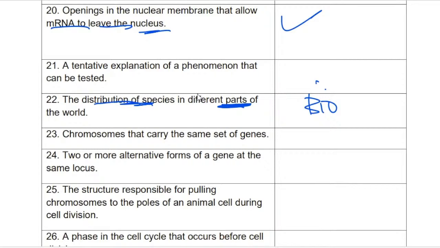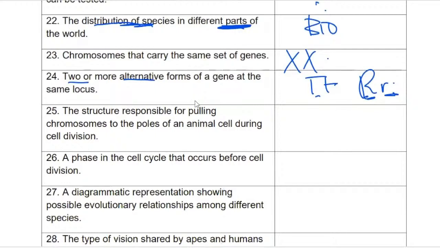Then they're saying chromosomes that carry the same set of genes. How do you call those chromosomes? Homologous chromosomes, meaning that when they look at it, they look like that. They're saying two or more alternative forms of a gene at the same locus. It means either this or this, for example capital R, small r, something like that. We call them alleles.